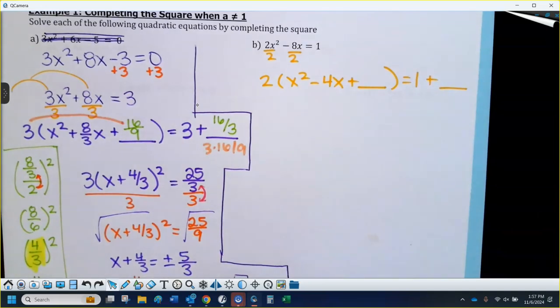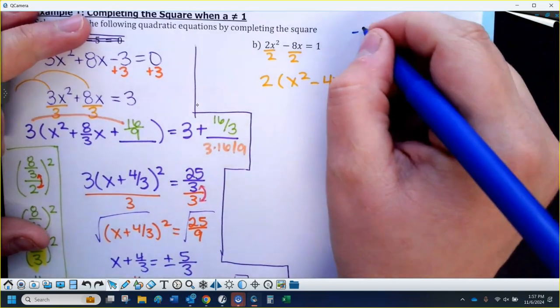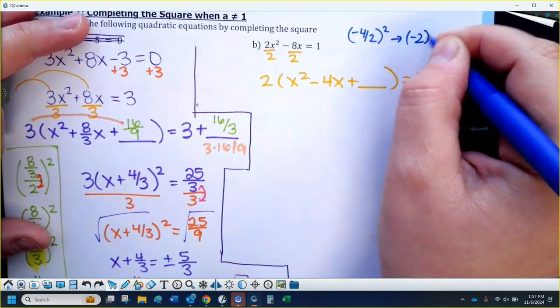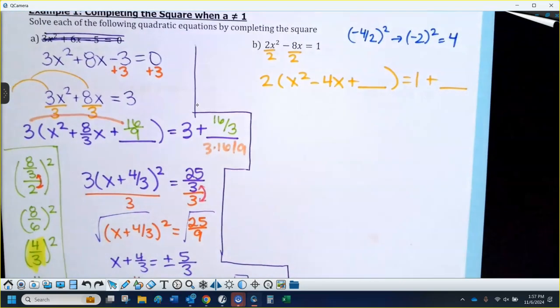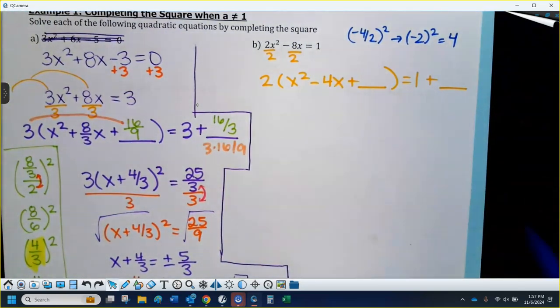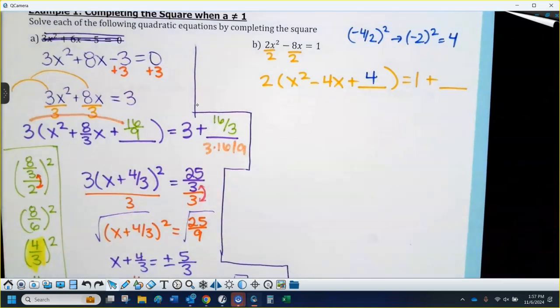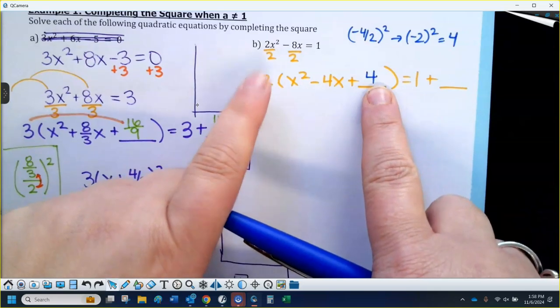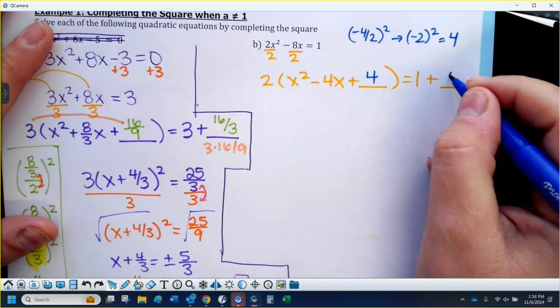Alright, so grab your b value in the parentheses, so negative 4 divided by 2 squared, which is negative 2 squared, which is going to be 4. So I'm going to put that in the parentheses to complete the square in the parentheses. What did I really add to that side of the equation when I put that 4 in there? 8. So I'm adding 4 times 2, because there's a 2 out in front of this, so this is 8.